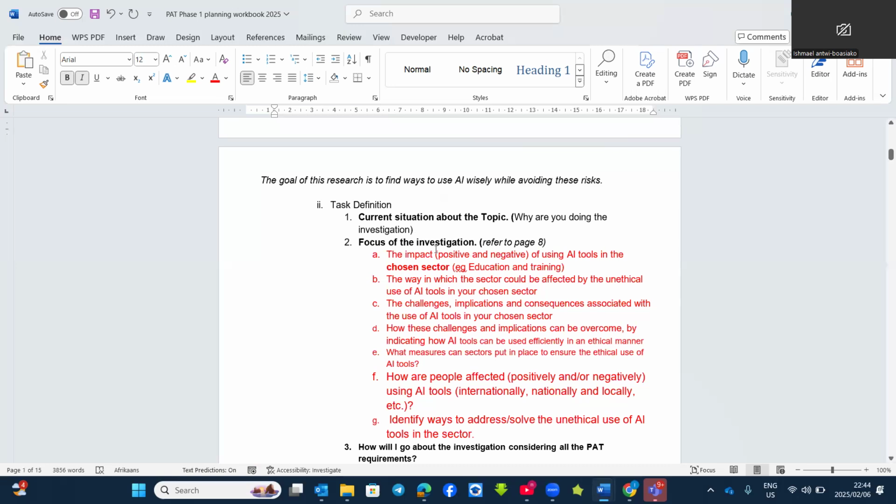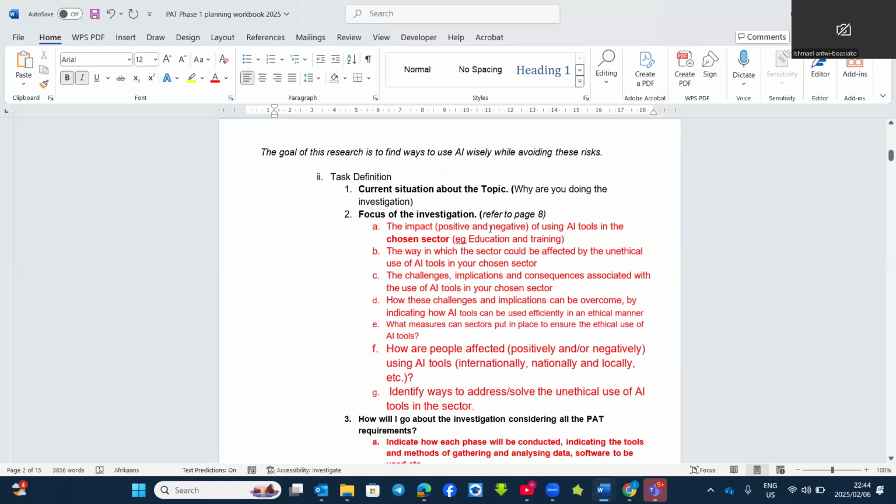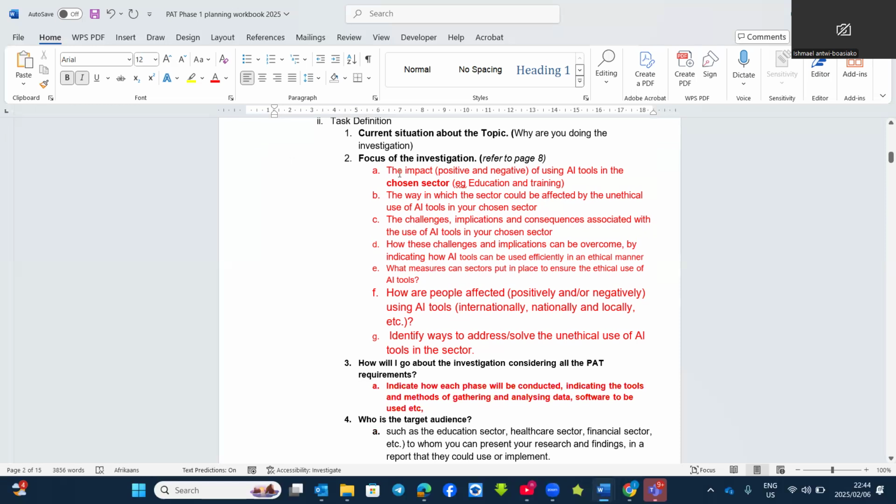And then from there, you go to the focus of the investigation. Please refer to page 8. And these were the focus of the investigation that the PET document is talking about. Firstly, the focus will be the impact, that's the positive and the negative impact of using AI in your chosen sector. So for instance, don't just write the positive and the negative of using AI in your chosen sector. You must replace this with your chosen sector, that is education and training.